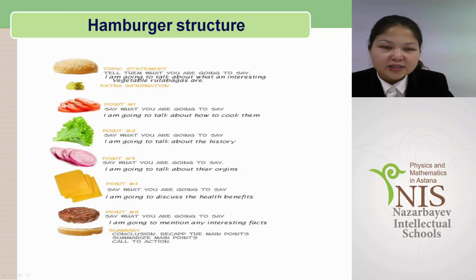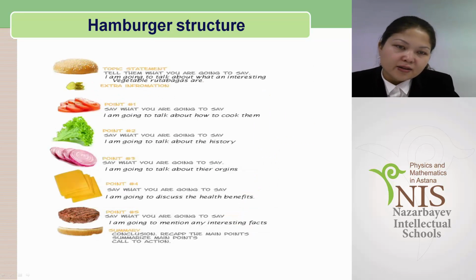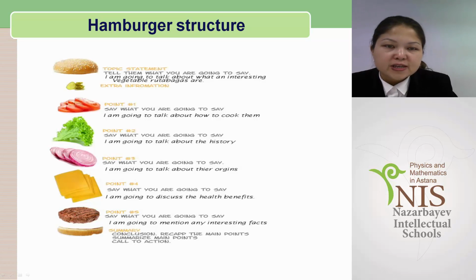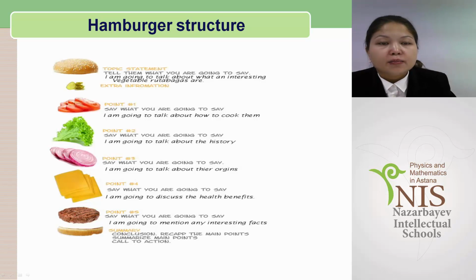Now let's look at each layer separately. So, topic statement. You need to tell them what you are going to say. Like, I'm going to talk about what an interesting vegetable rutabagas are. And then of course you give some extra information. Then you move to point 1. You need to say what you're going to say. Like, I'm going to talk about how to cook them.